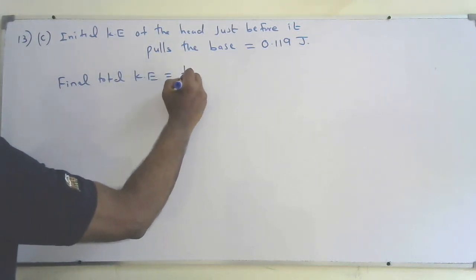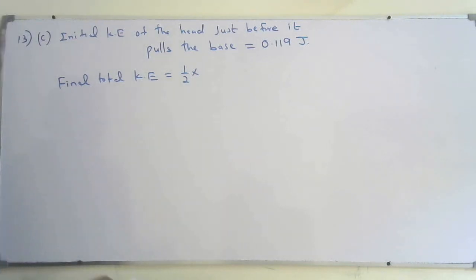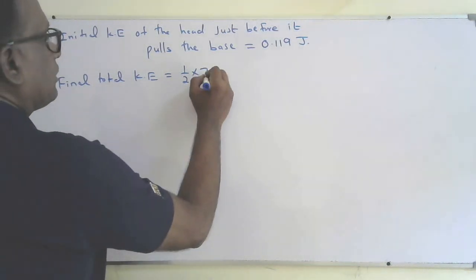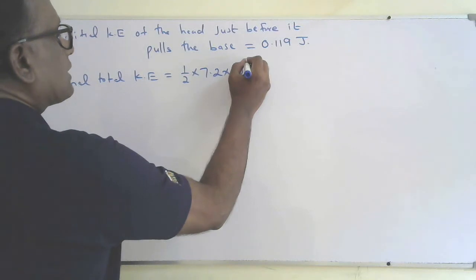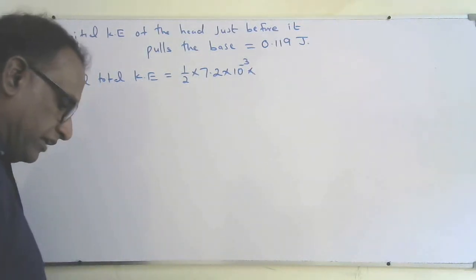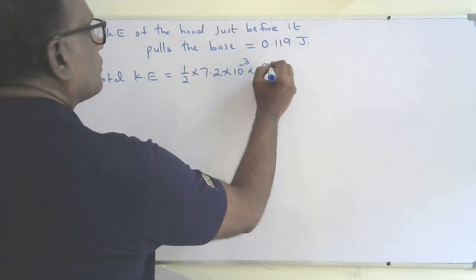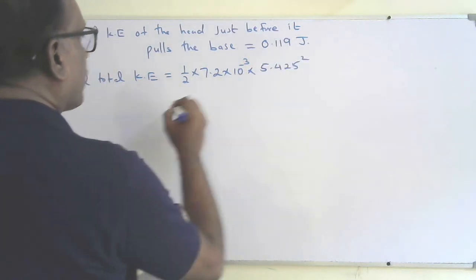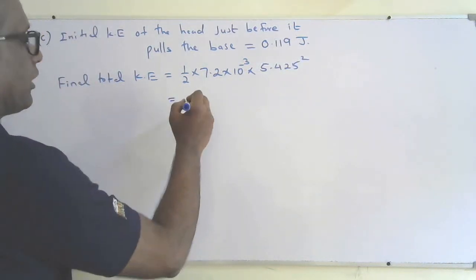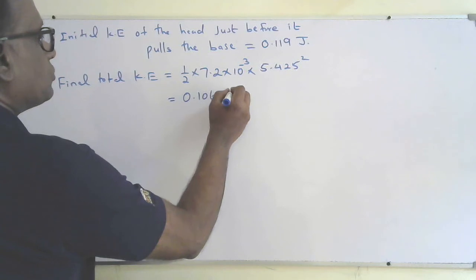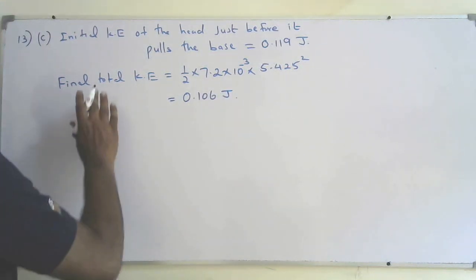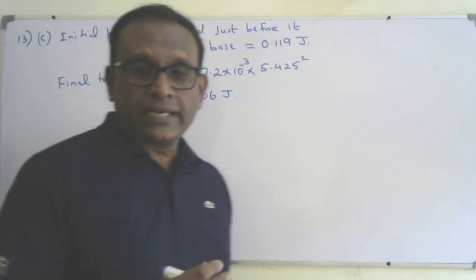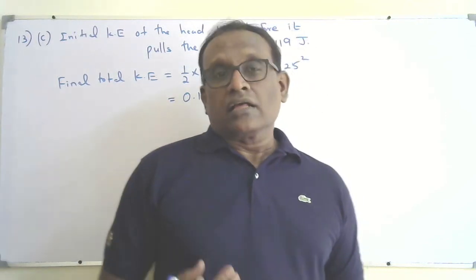Final total kinetic energy is equal to half into mass of the whole system, the toy, 7.2 times 10 to the power minus 3, into the speed we found, 5.425, squared. So that will be 0.106 joules.